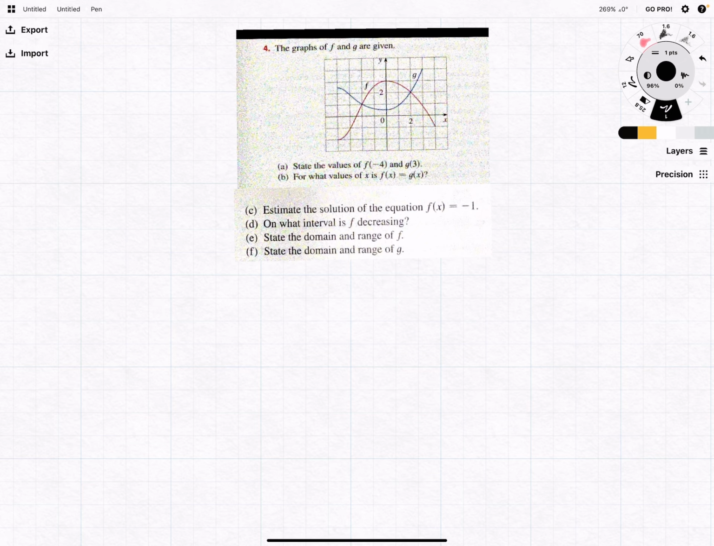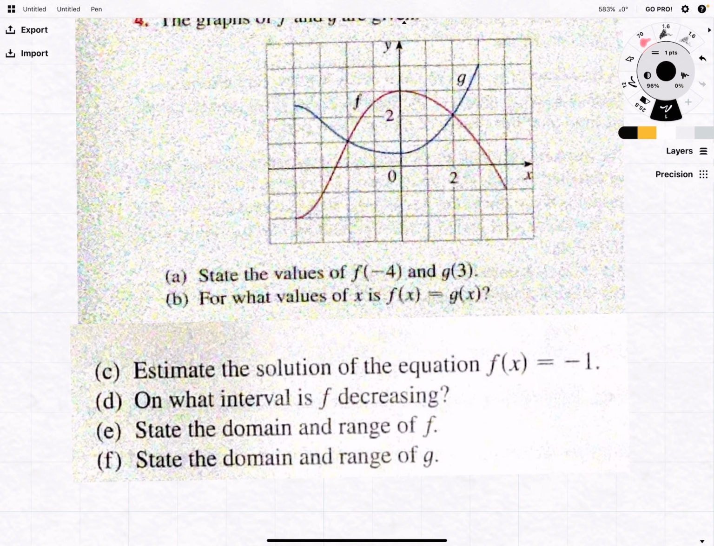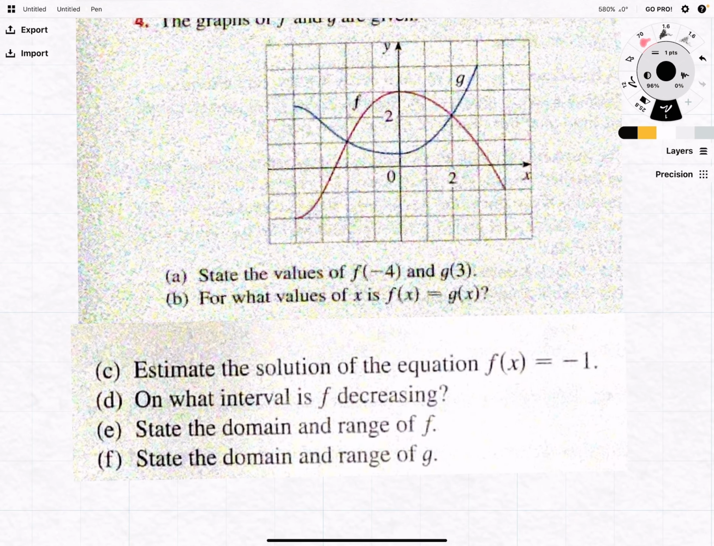This is Stewart Calculus, 8th edition, Chapter 1, Section 1, Problem 4. On this problem, it shows two graphs, two functions that are given, function f and g. We can see f is this red line here. Here, I'll highlight it. That's f, and g is right here. G is the blue line. So let's go ahead and get started.